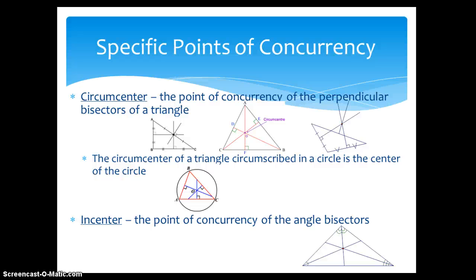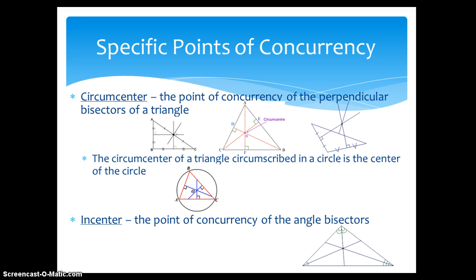So the circumcenter can be in three different places. It can be on the triangle if I have a right triangle. It can be inside the triangle when it's an acute triangle. Or it might be outside the triangle when it's an obtuse triangle. But it's the point of intersection of the perpendicular bisectors of each side of the triangle. The circumcenter of a triangle, circumscribed, so inside a circle, is the center of the circle. So the circumcenter here is going to be the center of my circle.